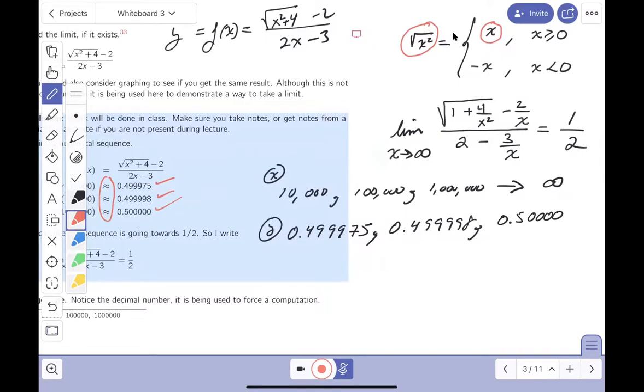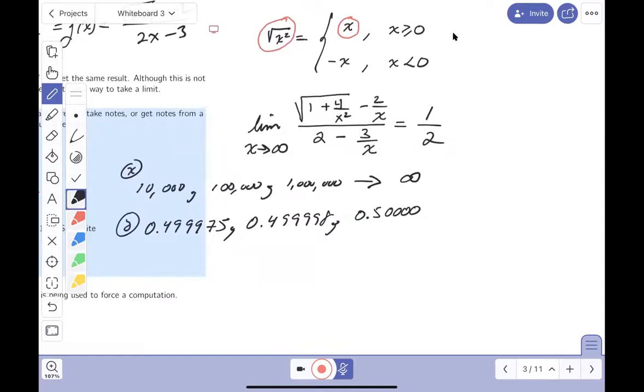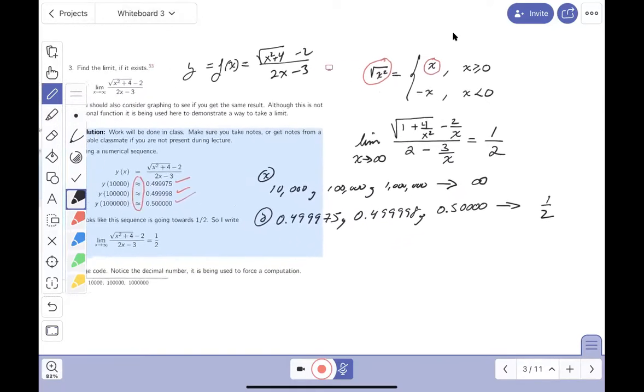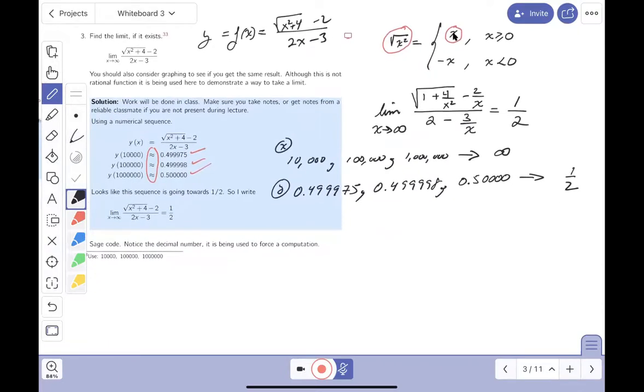Now, if you looked at that sequence of numbers and someone said, where do you think that sequence of numbers is going? I am hoping when you're looking at that, you were saying, I think they may be going towards a half. And that would be a reasonable guess. All right. That's what we're getting. So we're going to say the limit is equal to this over here. That's number 3. Let's go to number 4.